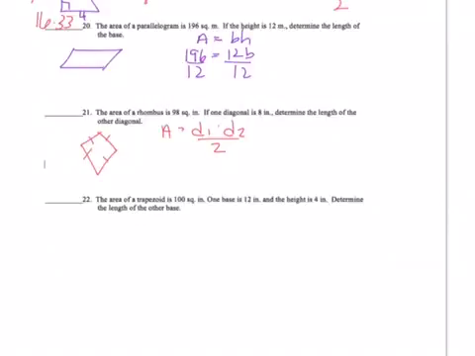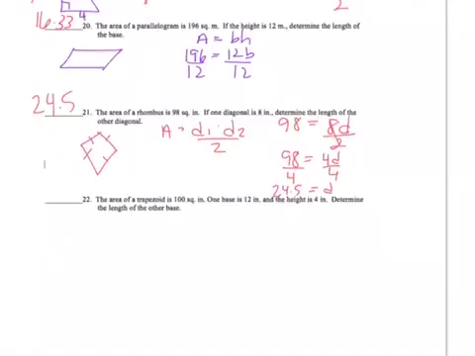So I'm going to fill in my formula. 98 equals, one diagonal is 8, so I'm going to fill in one diagonal, and I'm going to put D for the other diagonal, divided by 2. When I solve this, I can say 98 equals, I'm going to reduce that to 4D, divide by 4 to get D alone. So D equals 98 divided by 4, which is 24 and 5/10.